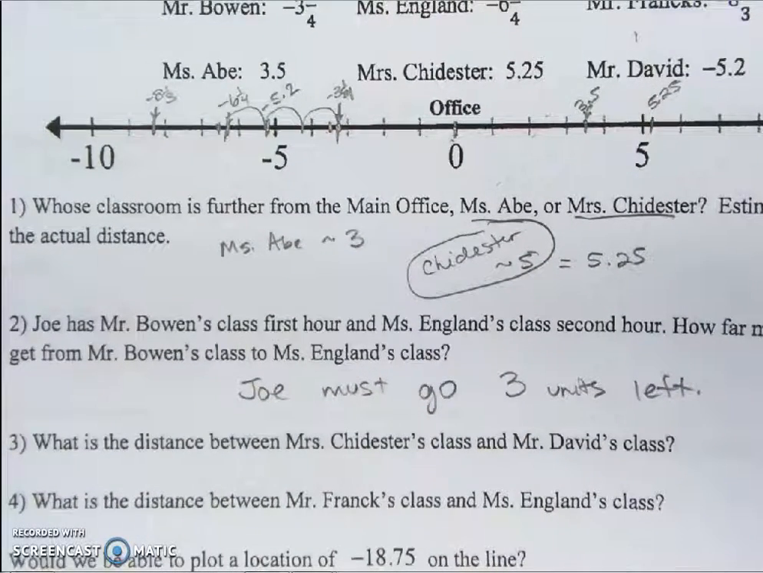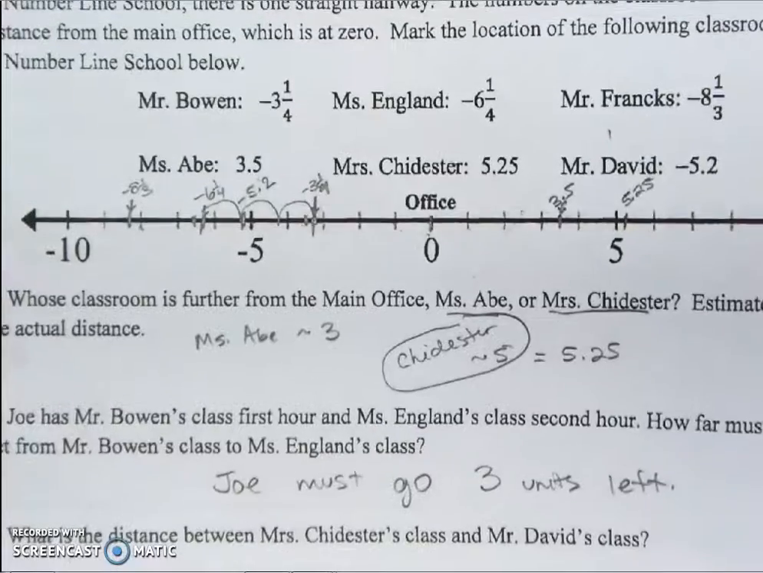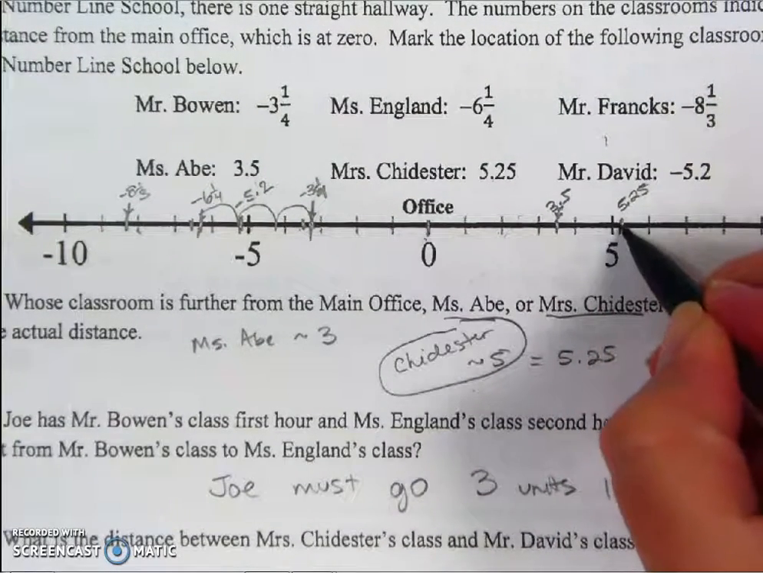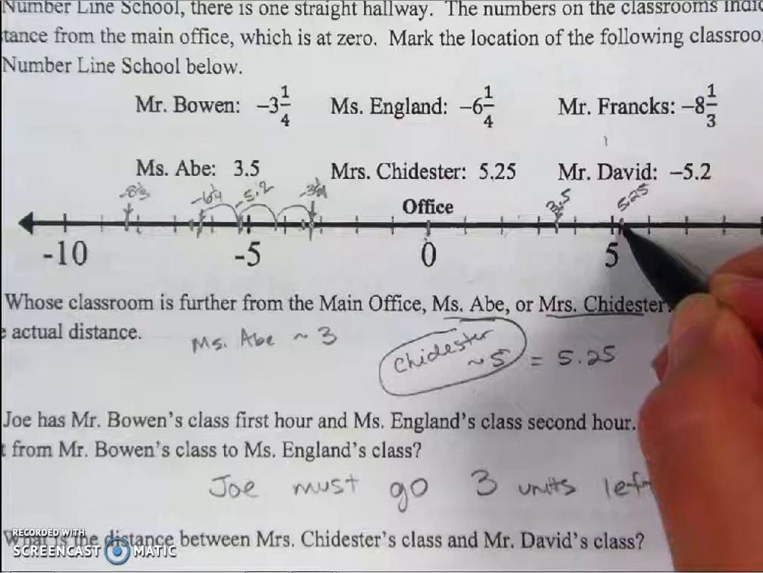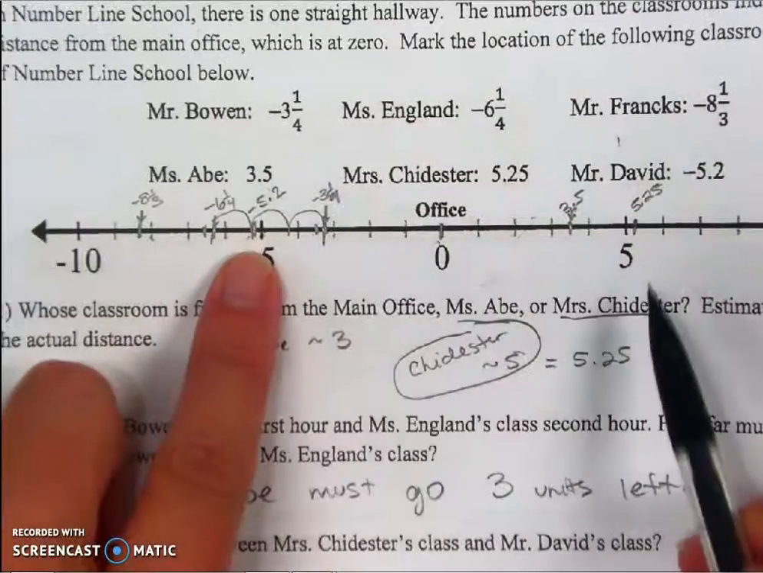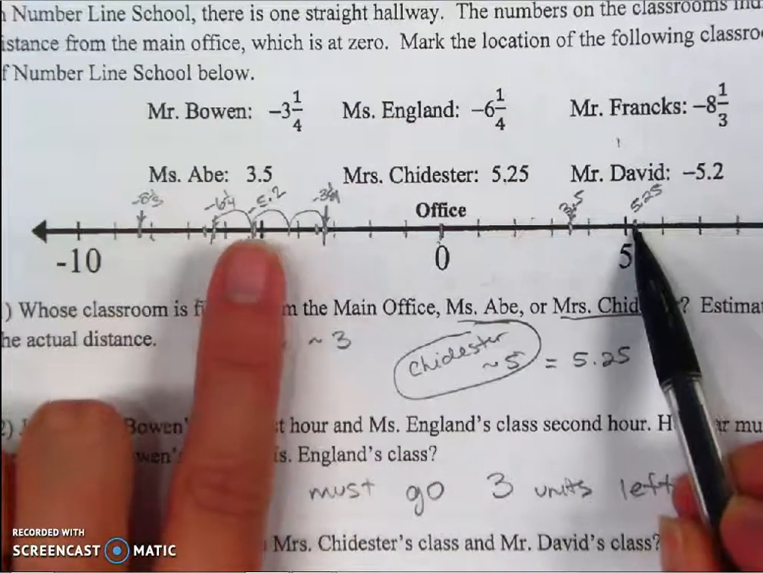What is the distance between Mrs. Chidster's class and Mr. David's class? All right, Mrs. Chidster was right here at 5.25, and Mr. David's class is way over here at negative 5.2. So we're looking at the distance between these two.